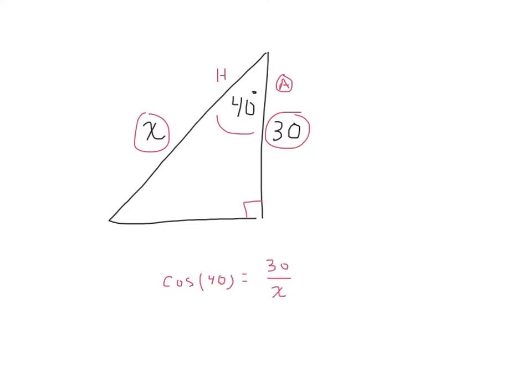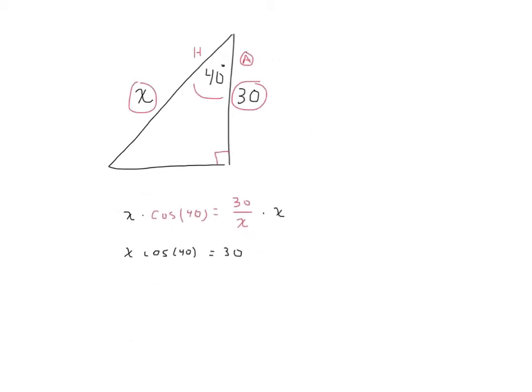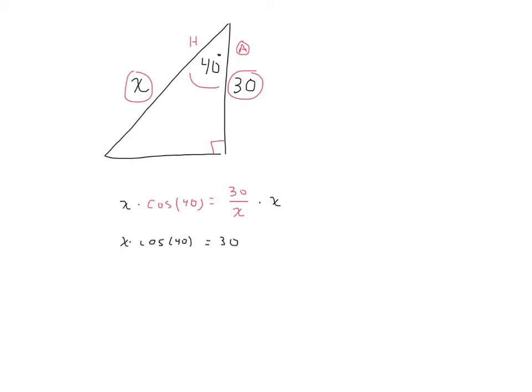And if I wanted to solve for x, I want to get that in terms of x, so I multiply by x, and then I have x cos 40 equals 30. And so the last step would be to isolate x completely, so I'm just going to divide both sides by cosine of 40. So we get that x equals 30 over cos 40.